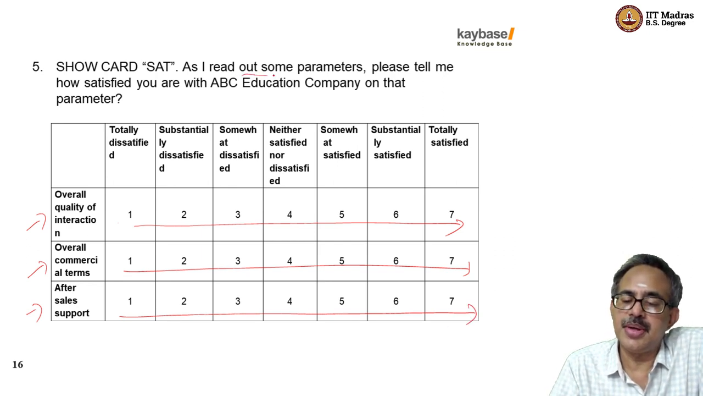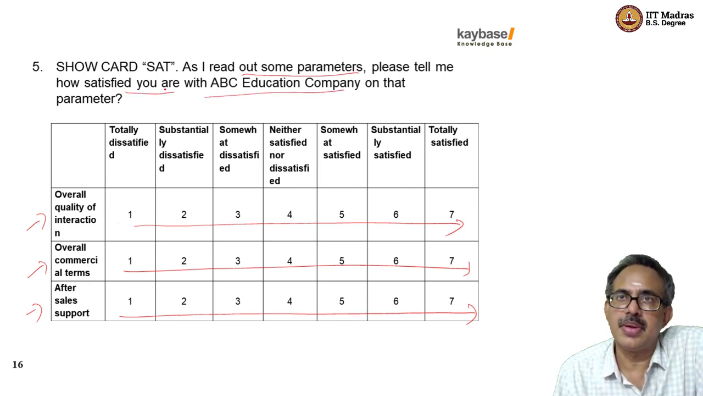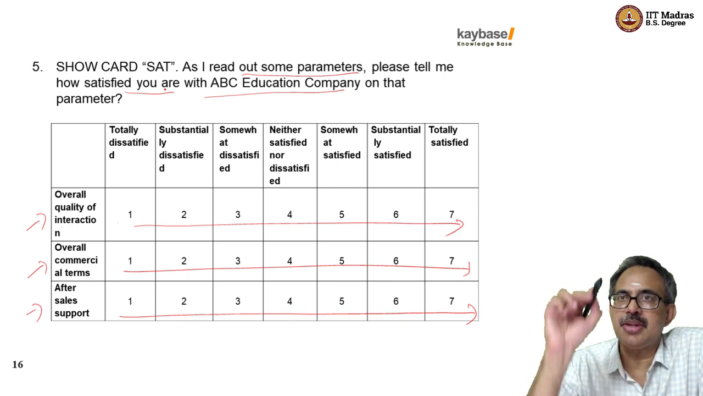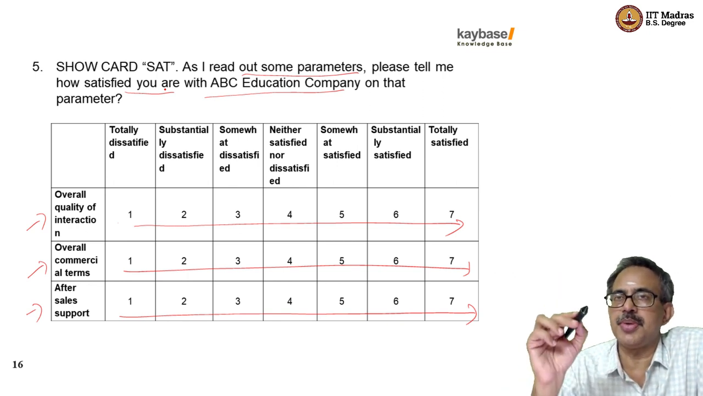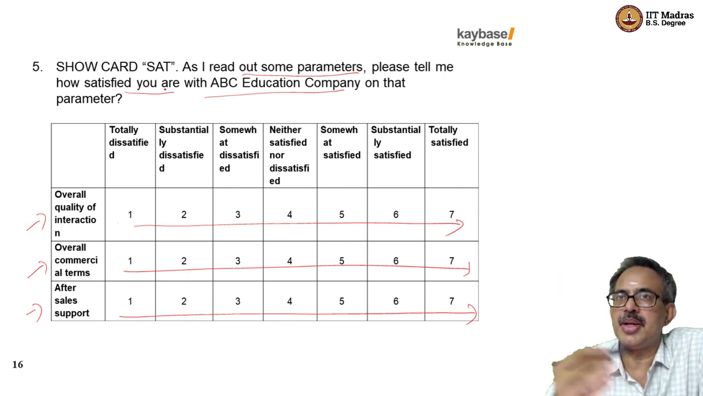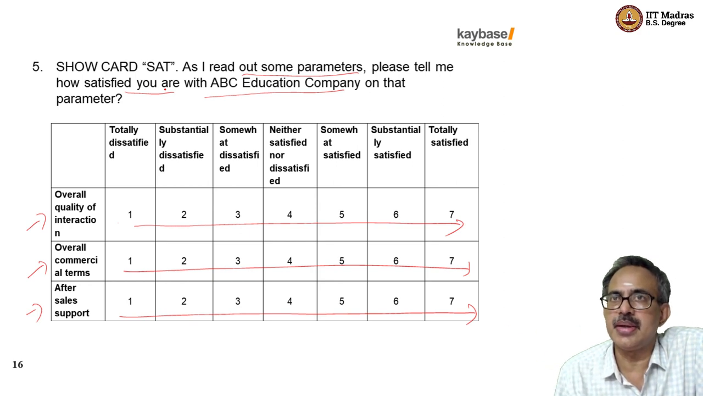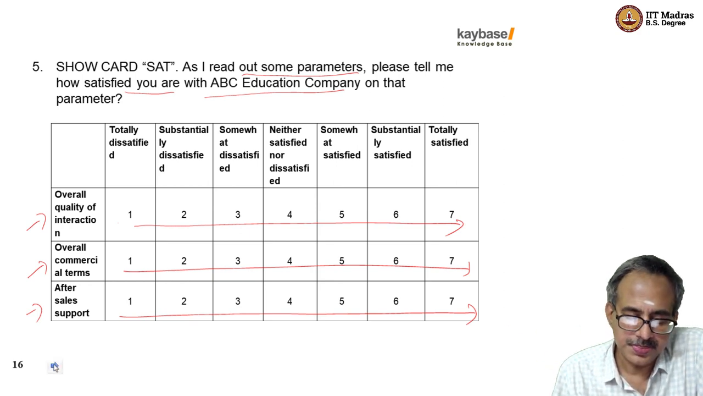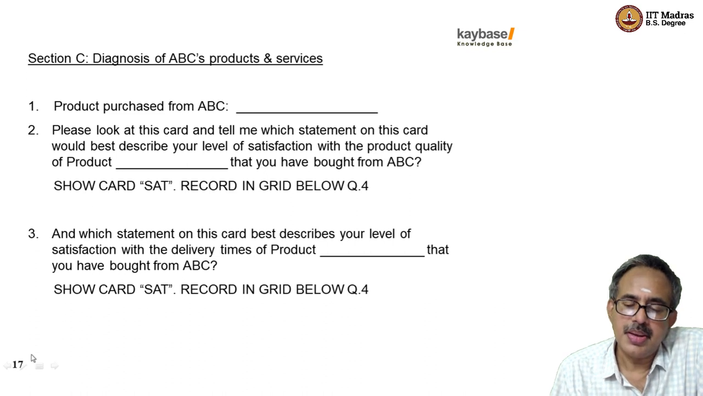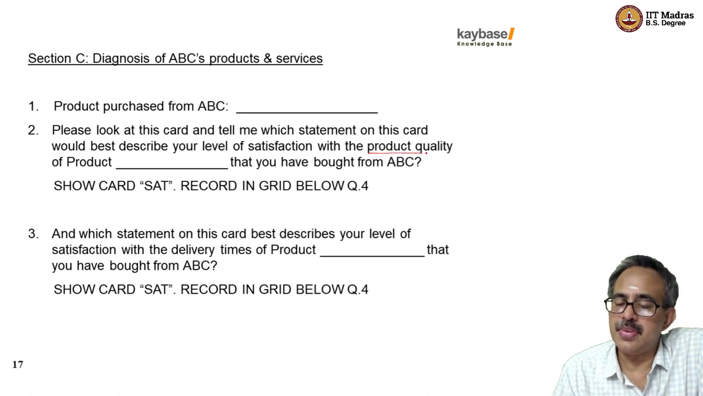So I said, read out some parameters. Please tell me how satisfied you are. Clear? Those are the individual dimensions. In the shop case, it was quality of AC, space in the aisle, ease of finding the correct category, etc. And a few more parameters we have here. How satisfied are you with the product quality? How satisfied are you with the delivery times?